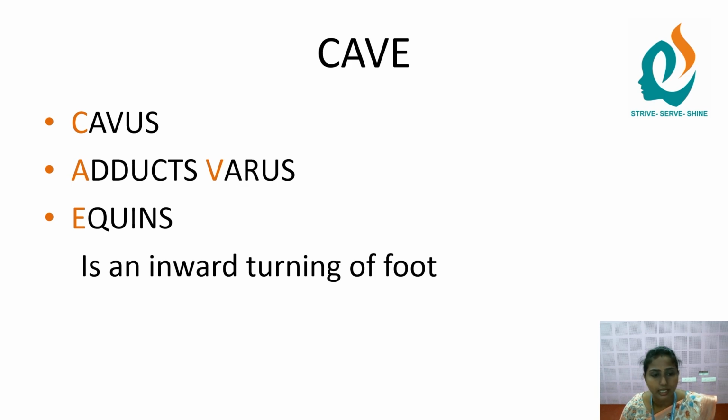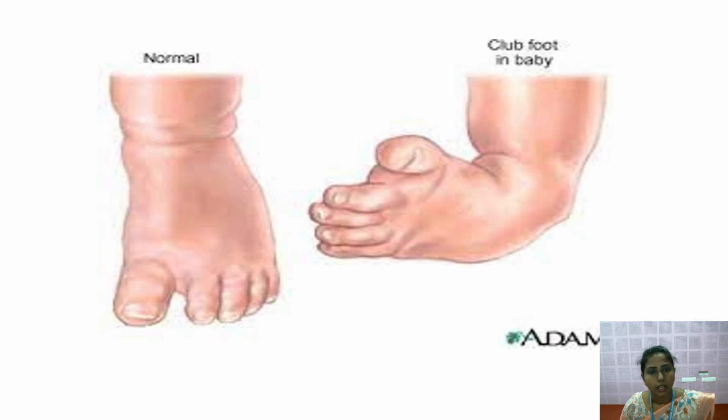Adduction is nothing but towards the midline. Abduction means away from the midline. So adductus is toward, that is the baby's foot is towards the baby's body. See, on our left side it is a normal foot, but when a baby has clubfoot, the baby's foot is inverted. Sometimes it can be inverted or sometimes outward, that is extension, and sometimes it can be plantar flexion or dorsiflexion.